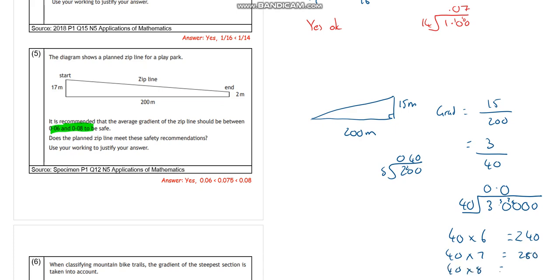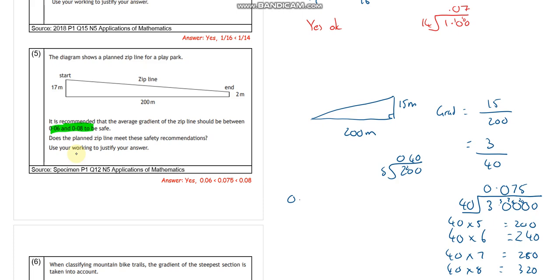And then 40 times by 8 is 320. So it's going to be the 7. And I've got 20 still left over. 20 left over. So 200 in there. That's going to be 200. So that's going to be a 5. So I've got 0.075. Is that between these two numbers? Well, absolutely it is.